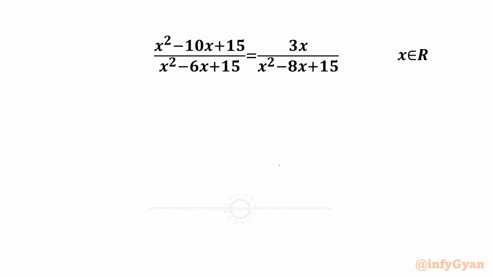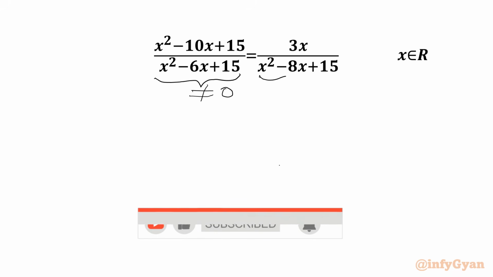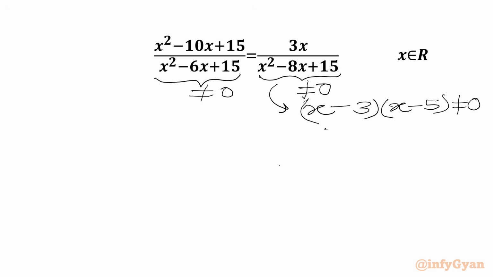So let's get started straight away by writing here: denominators cannot be 0. So if I factor x square minus 8x plus 15, then we can write x minus 3 times x minus 5. The product should not be equal to 0. So from here, our solutions cannot be 3 and cannot be 5.